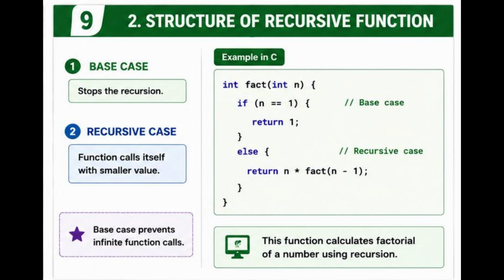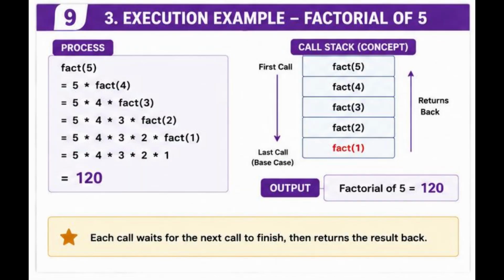Every recursive function you write in C must have two distinct parts. 1. The base case, the condition where the recursion stops. For a factorial, this is when n reaches 1 or 0. 2. The recursive case, this is where the magic happens. The function calls itself, but with a smaller value or a slightly different state so that it eventually hits that base case. In C code, it looks something like this. Slide 3. Execution example, factorial of 5.